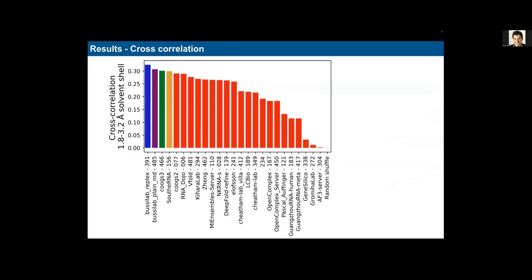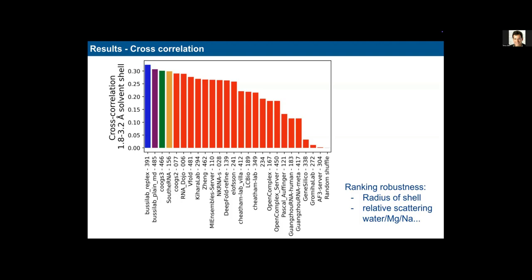That is what you're seeing on the y-axis. This graph is cross correlation in the region that's 1.8 to 3.2 angstroms away from any RNA heavy atom. And what you can see here is that we have okay correlation. This is actually higher correlation than our in-house MD simulations. They are roughly here. And we have 4 groups kind of up in the top region here.